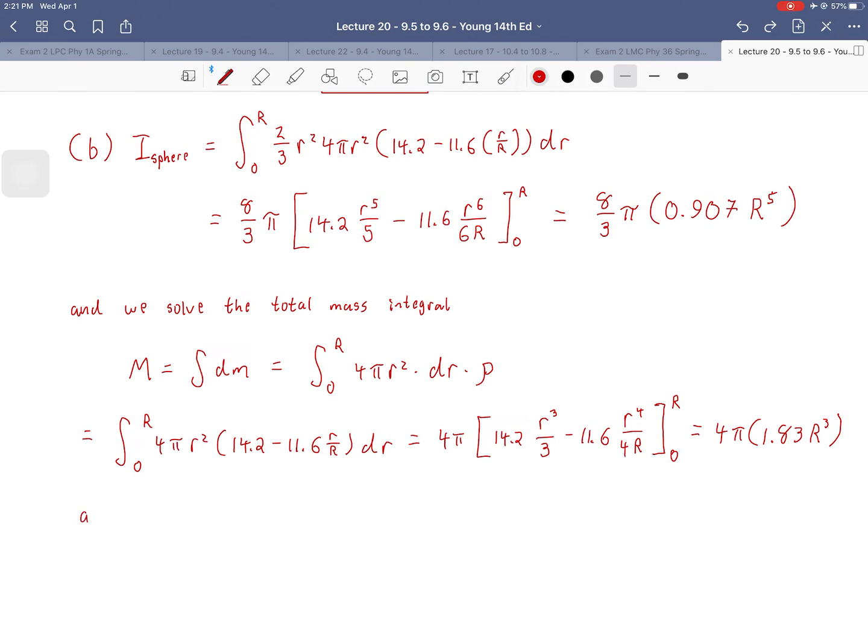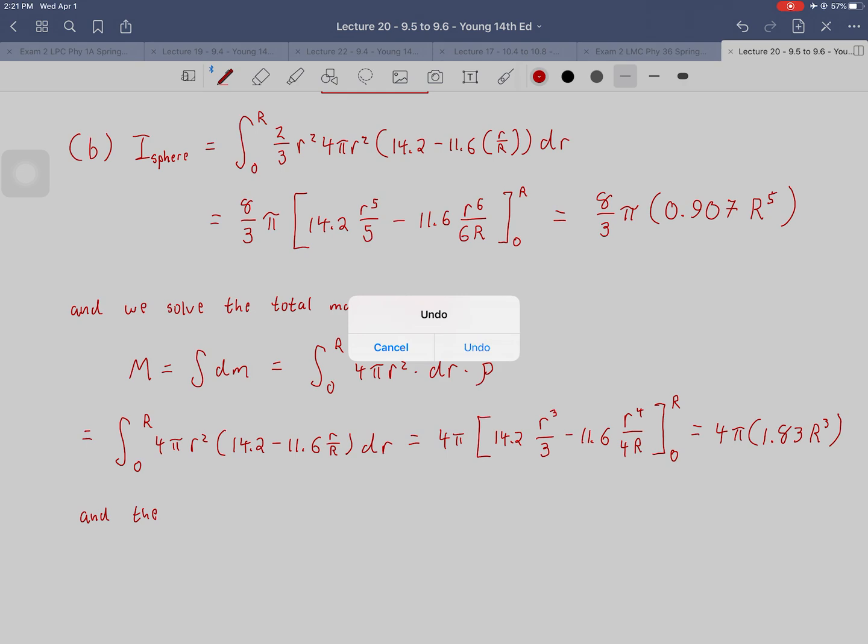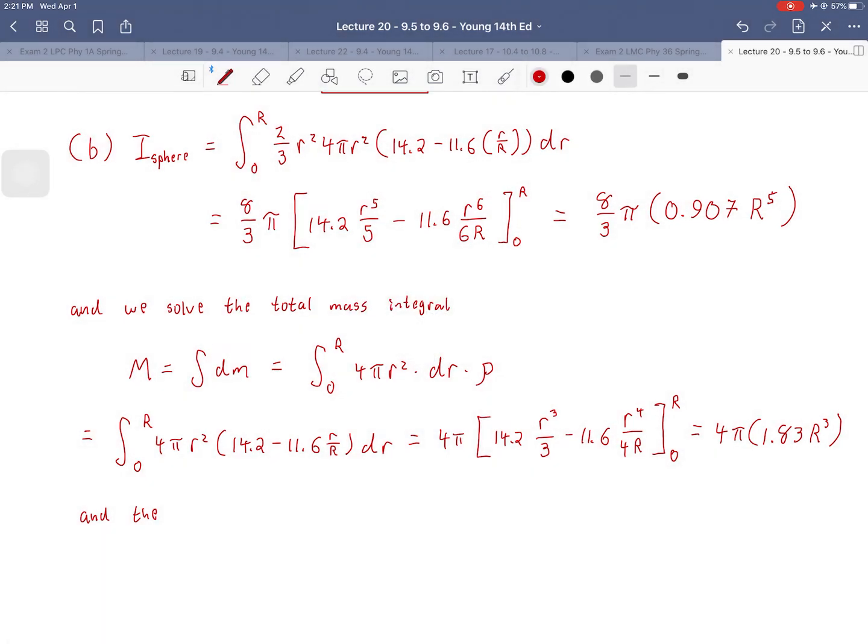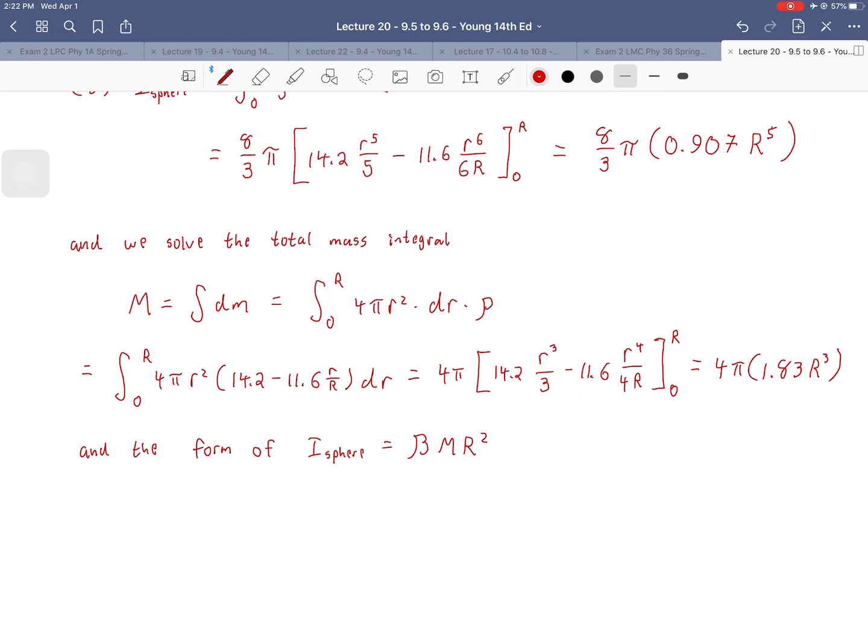Another way to think about it is to think that the moment of inertia will have a certain form. So the form of the moment of inertia of really any sphere, of any distribution of densities, is going to have the following form. We'll say the form of I sphere is going to be beta, some coefficient, times m r squared. So that means that beta is going to equal the moment of inertia divided by m r squared.